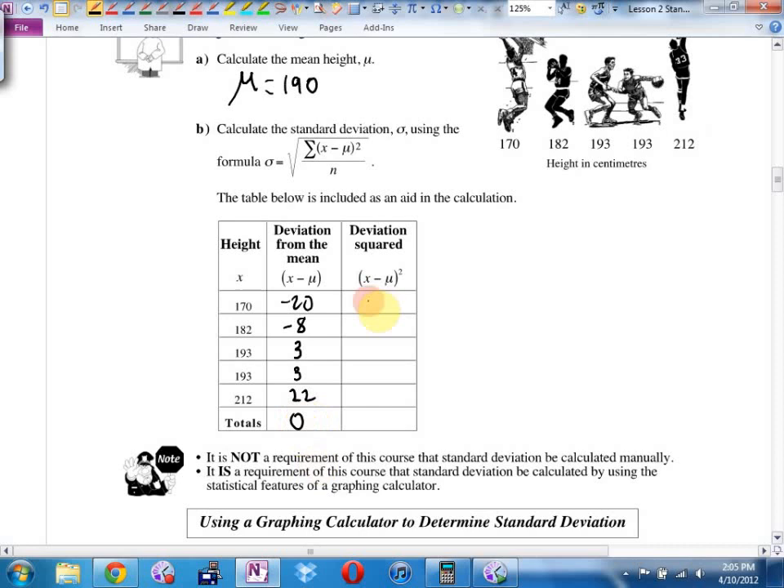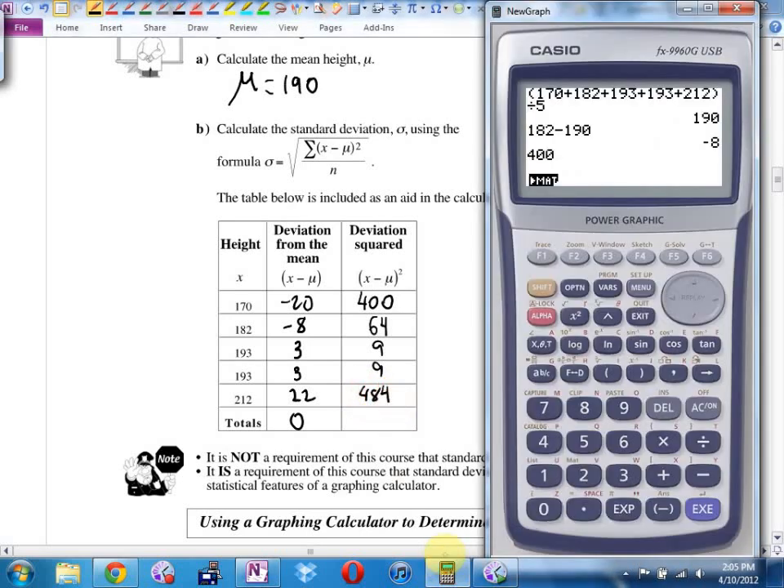Instead, we square all these to get rid of the negatives. Negative 20 squared, 400. Negative 8 squared, 64. 3 squared, 9. 3 squared, 9. 22 squared, I have no idea. What's 22 squared? 484. Let's add these guys up. 966.